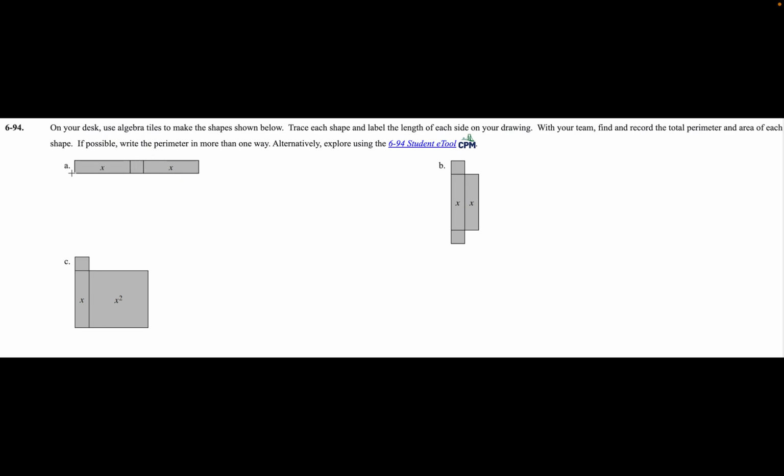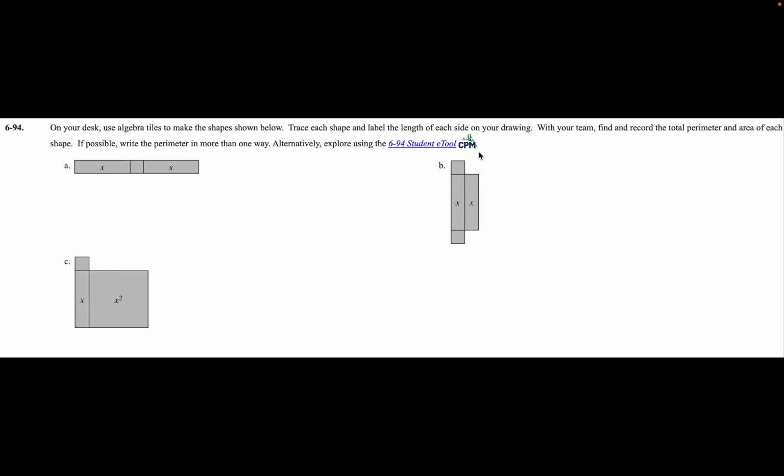The perimeter could be 1 plus x plus 1 plus x plus 1 plus x plus 1 plus x, or that would be 1, 2, 3, 4x plus 1, 2, 3, 4. So 4x plus 4 would be an expression for the perimeter. This one over here, I'll do all the areas. The area is 2x plus 2, and for C, the area would be x squared plus x plus 1. You actually can't simplify anything. You're just listing them all out.